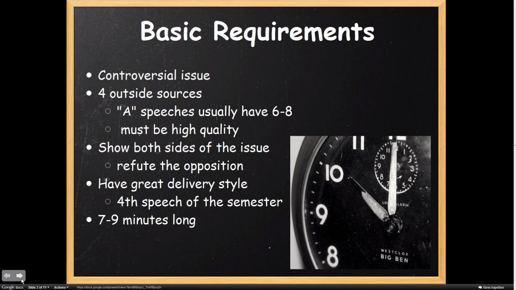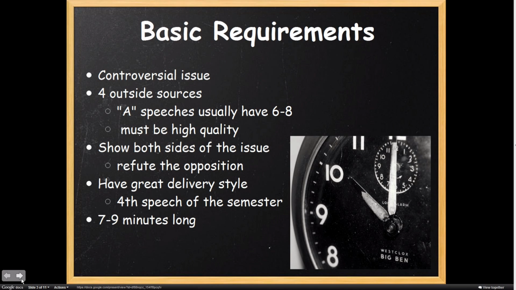So it's important when you're coming up with the topic to make sure it's controversial. If you're not sure if your topic fits this, by all means, feel free to run your topic by me and ask me for feedback, and I will give you a yay or nay on that.